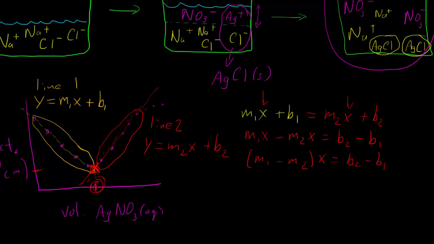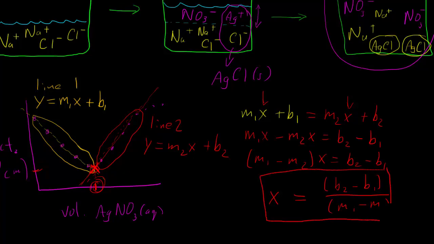And then I'm going to divide both sides by the term in parentheses. And so I solve for x, get it by itself on one side of the equation. So I've got b2 minus b1 divided by m1 minus m2. And so this is our equation that we can use to figure out where our equivalence point occurs.